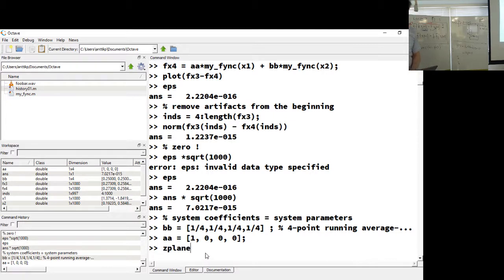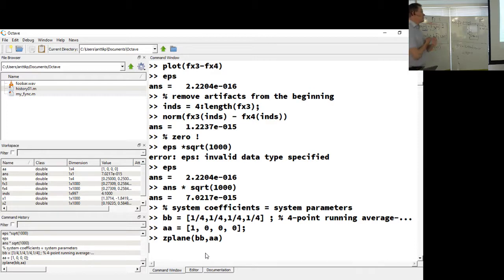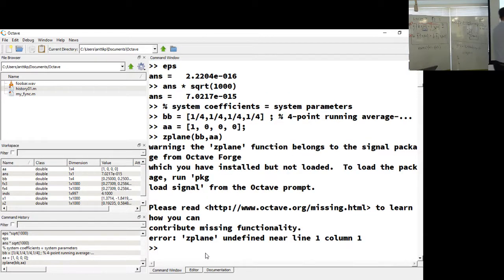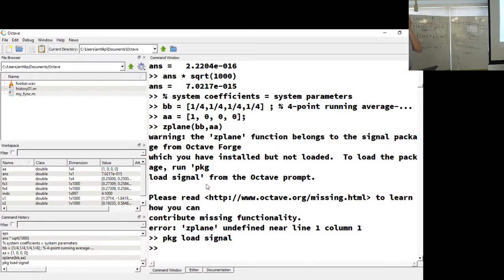So basically, I hope I have this package here. Maybe zplane. If it gives you an error message, it means that you need to download and install the package. Oh yeah, the function belongs to the signal package. To load the package, run pkg load signal. Okay, and then yeah. Let me try. Yes, I have internet. So pkg load signal. Okay.